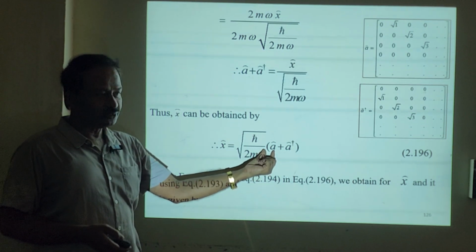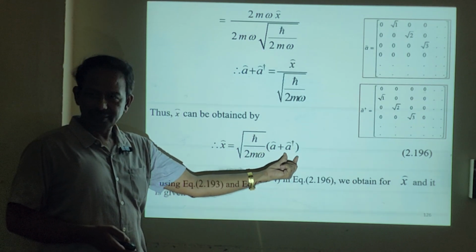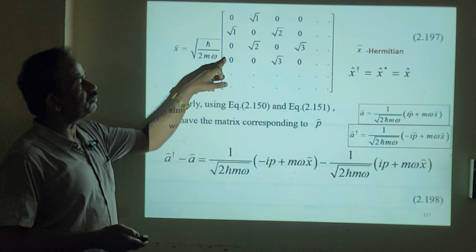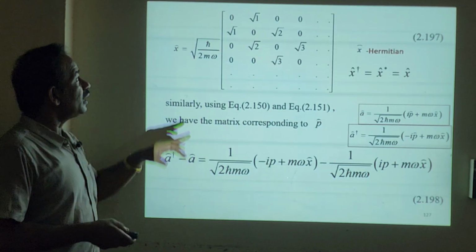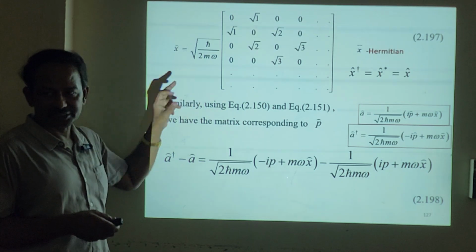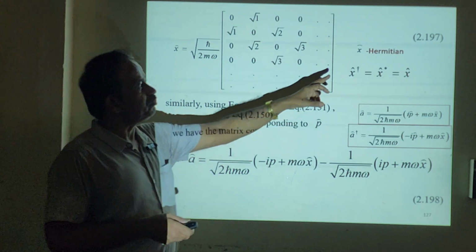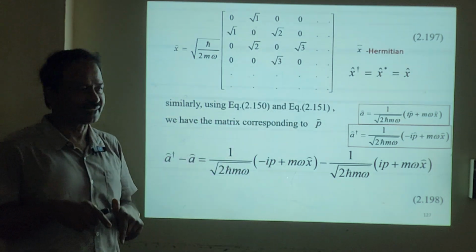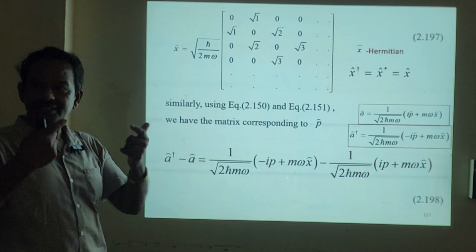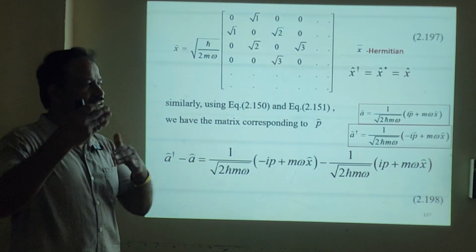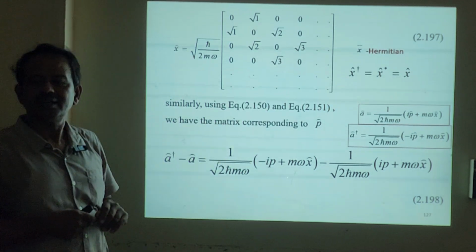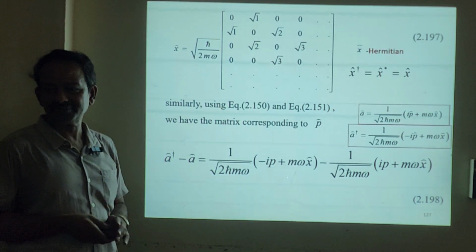We know already this matrix value. We know already the matrix of A dagger. You add these two, multiplied by this one, that will give you this. That's all. And x is a Hermitian operator. Very important concept. X is Hermitian. Hermitian means you are going to take the dagger, correct? Take the complex conjugate, take the transpose. Rows into column, column into row. If you do it, you will get the same value. So x is Hermitian.